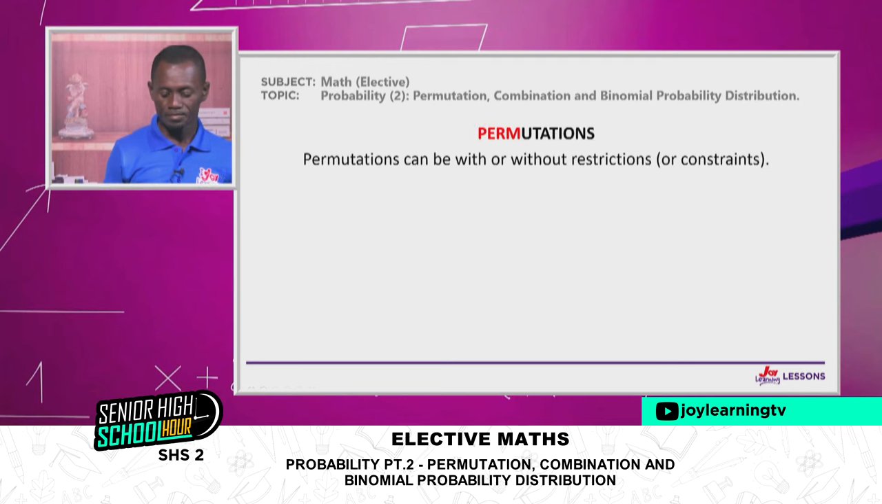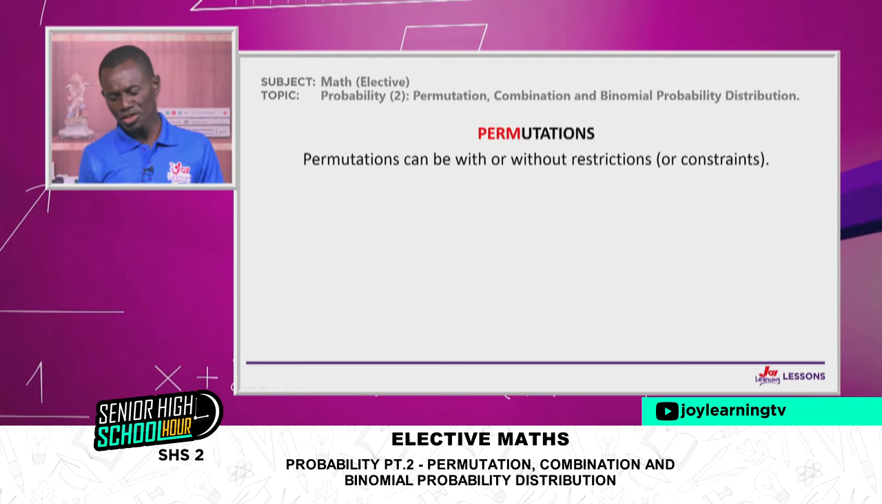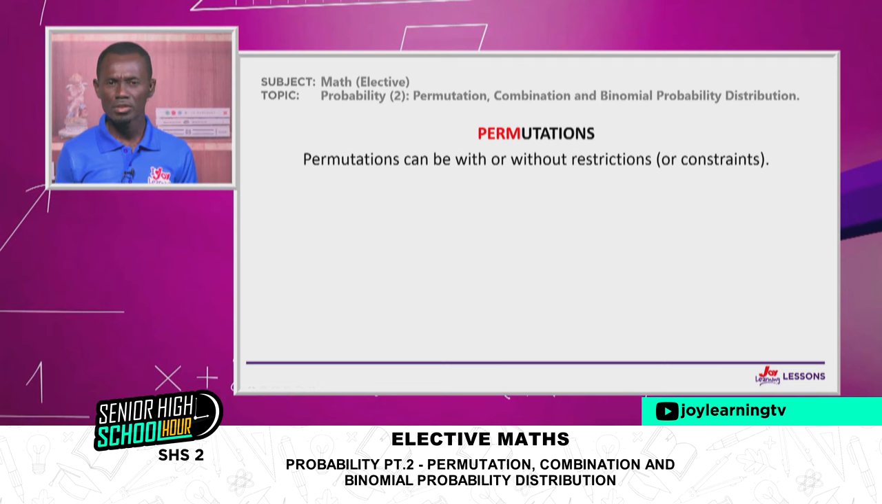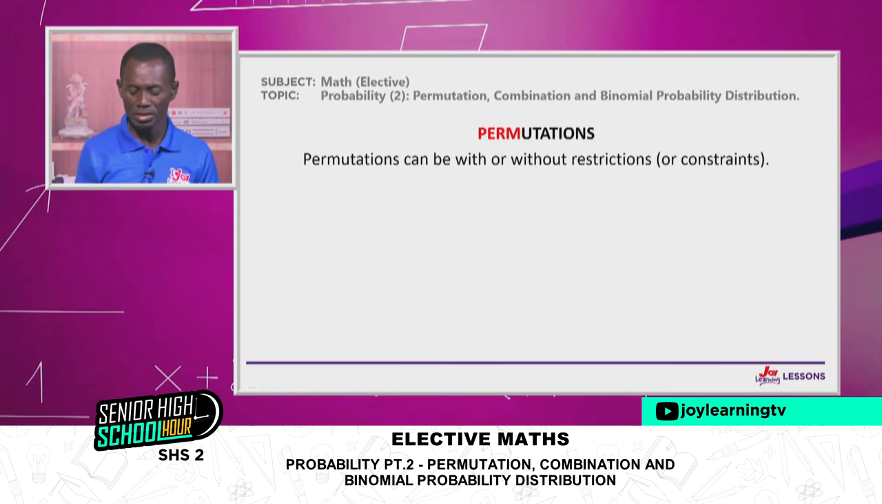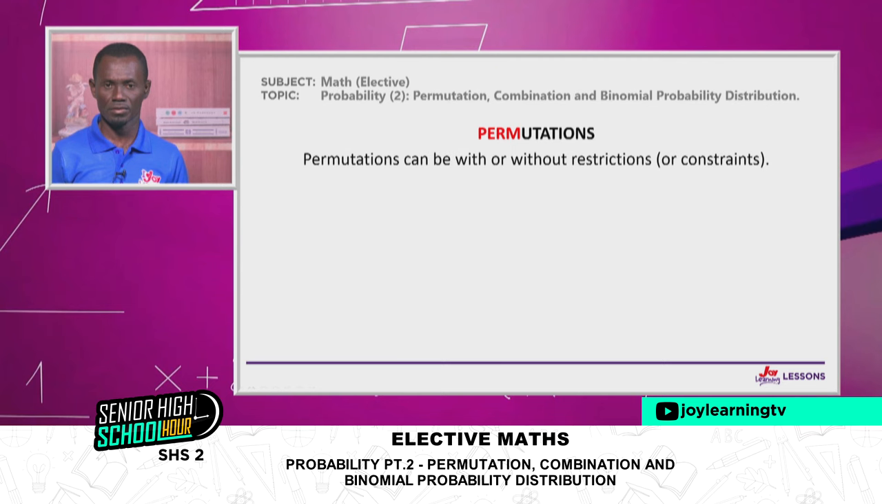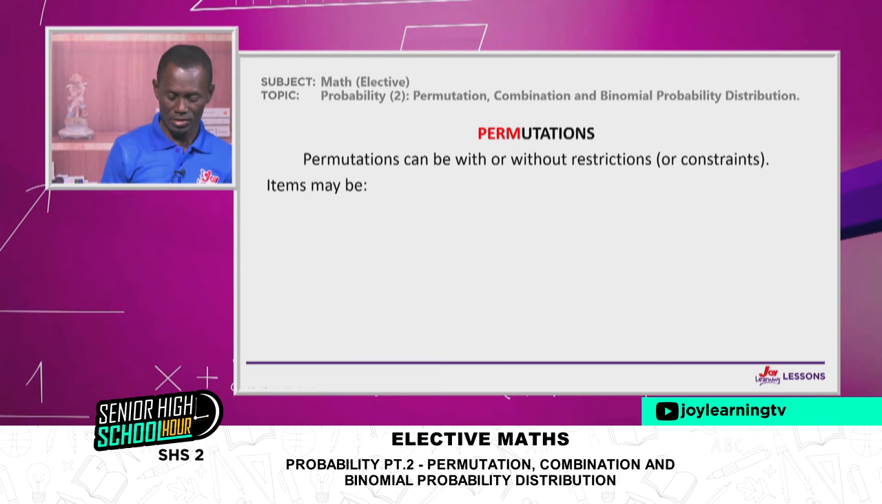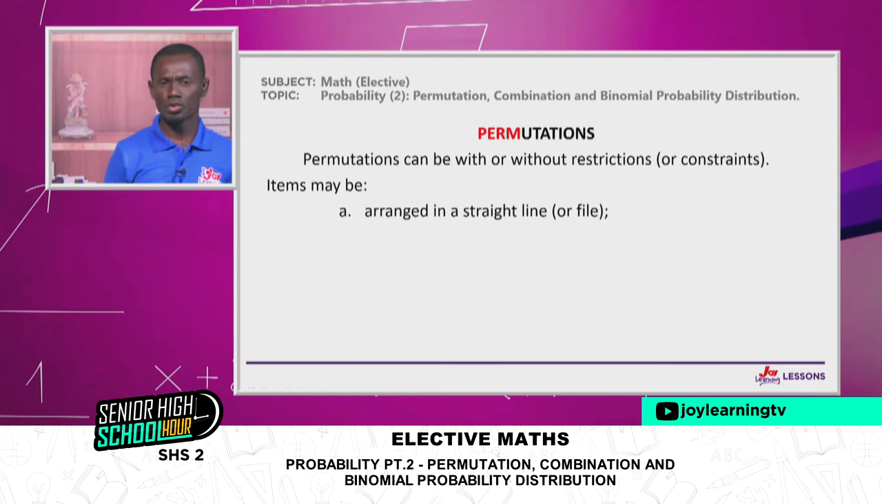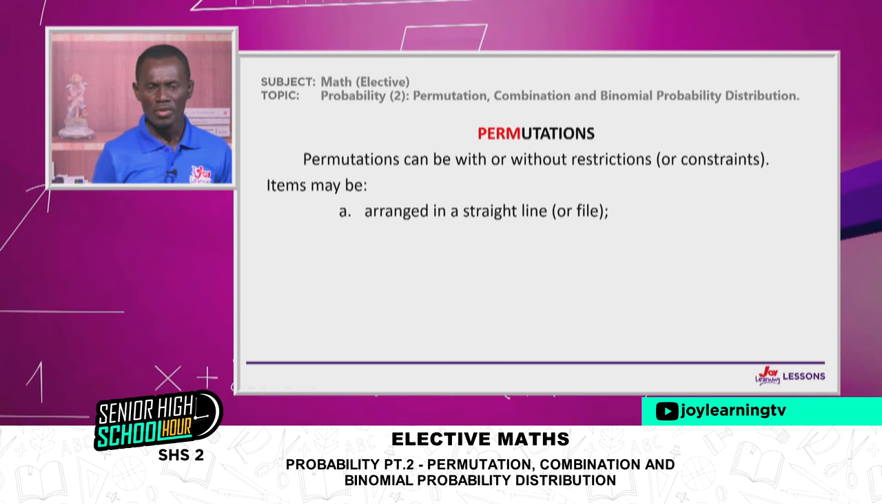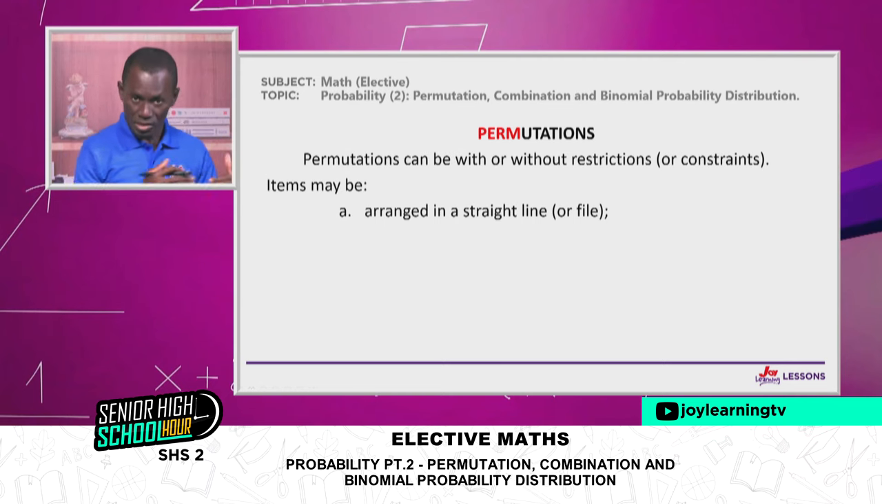Now look at this. In permutations, we can do a restrictive permutation and non-restrictive permutation. Let's try to distinguish them. So, I could arrange items in a straight line.